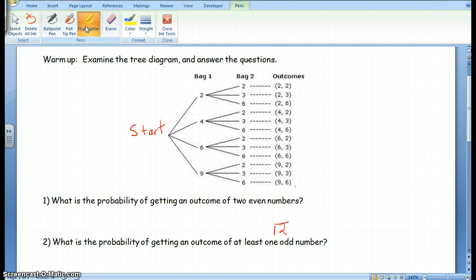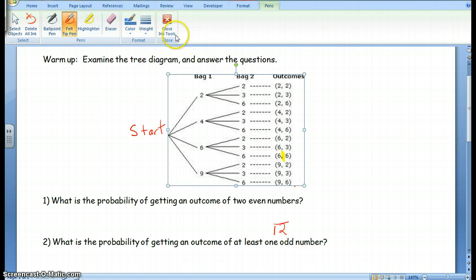What I'm looking for here is the probability of getting 2 even numbers. Let me try and fix this ink a little bit. There. Probability of getting 2 even numbers. So you saw the highlighter. I'm going to now highlight each of the ones here that show me 2 even numbers.